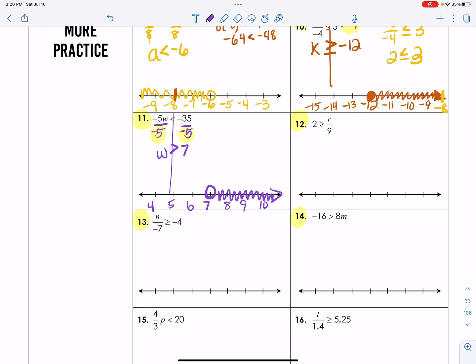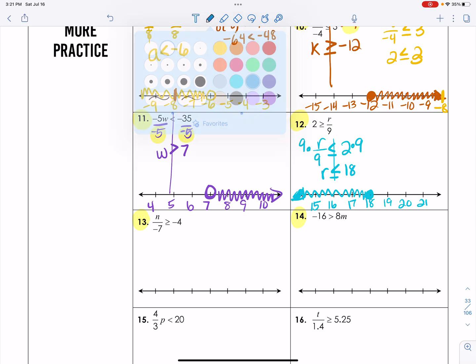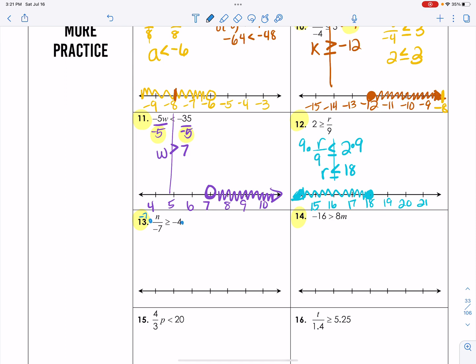Okay. On the next one, I would reorder it just so I don't mess up. So R over 9, it's pointed towards the R. So I'm being divided by 9. So to undo, opposite operation, I'm going to multiply by 9. And so I have 18, 19, 20, 21, 17, 16, 15. I have a filled in circle at 18, and it's everything less. Going that way.